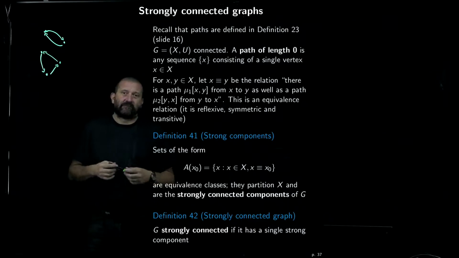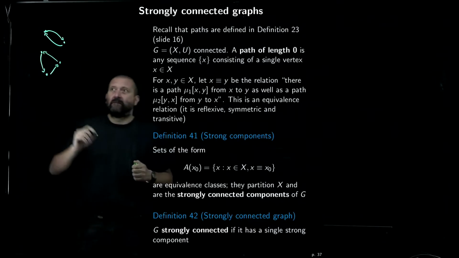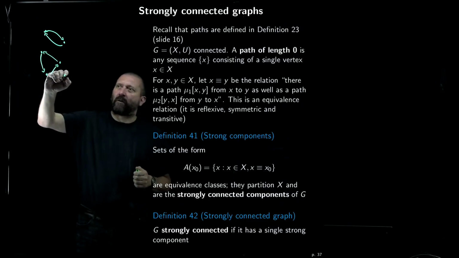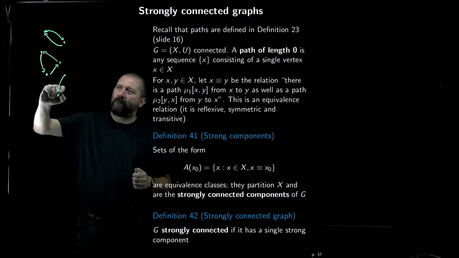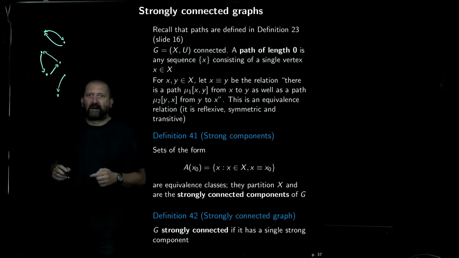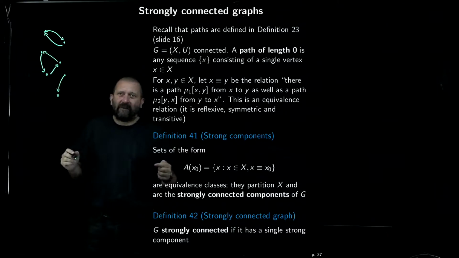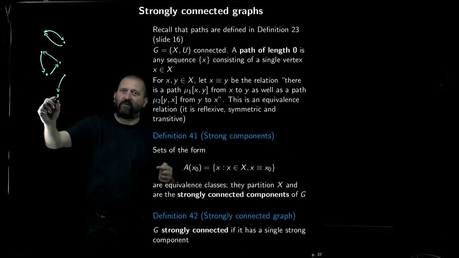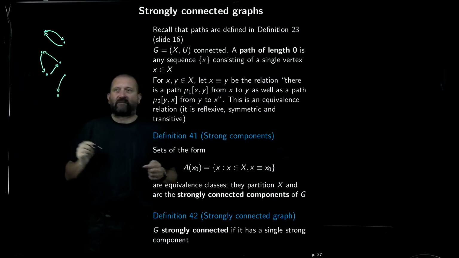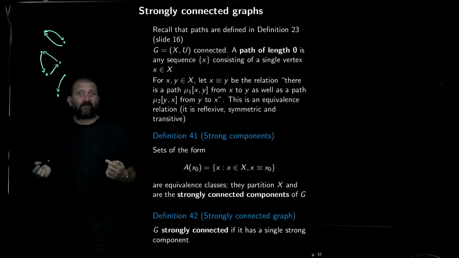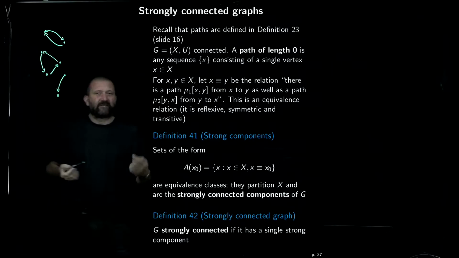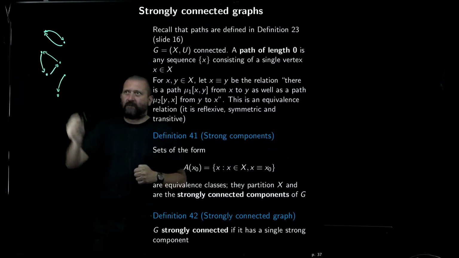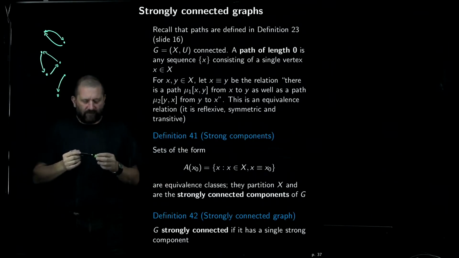So there might be components that are not strongly connected. Suppose I had this little piece of graph here. This one, I can go from this vertex to this vertex, but I cannot go back. So this is not a strong component. There's not a relation of that form between these two vertices.